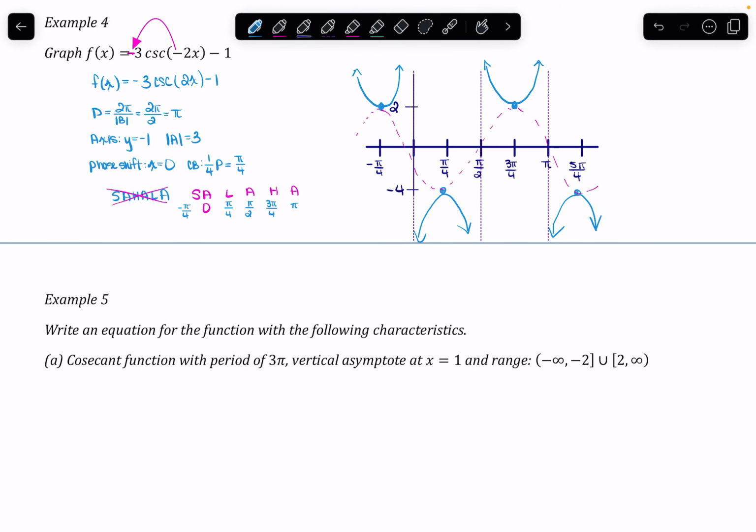All right, 5, now we're going to go reverse it, write equations. So you could be given a graph. This one you're just given general information. So cosecant function with a period of 3 pi, a VA at x equals 1, and range below -2 including and above 2 also including.